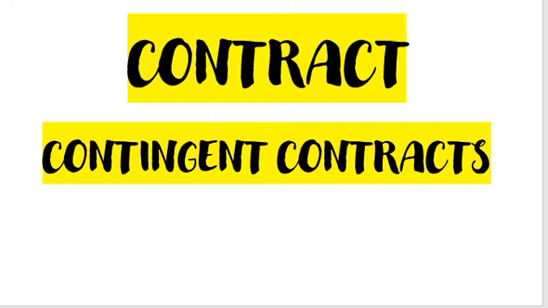Contingent contracts depend on the occurrence or non-occurrence of a future uncertain event. For example, suppose Piyush agrees to pay Rahul 5,000 rupees if Rahul's lost pet is found within a week. This is a contingent contract as Rahul's entitlement depends on the condition of finding the pet.